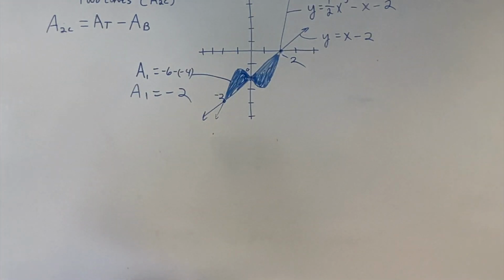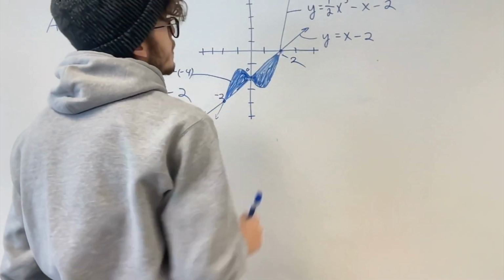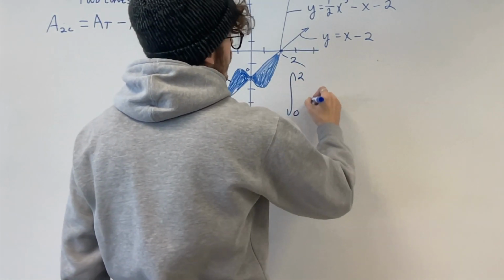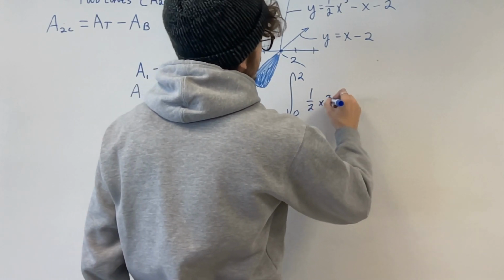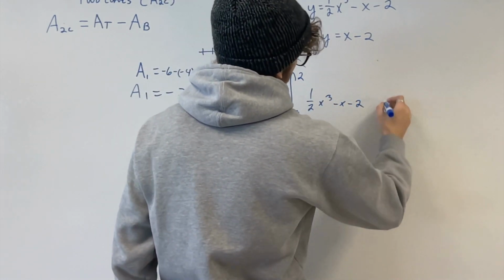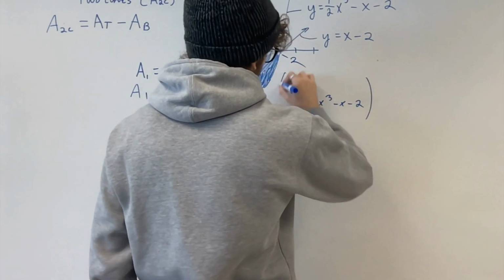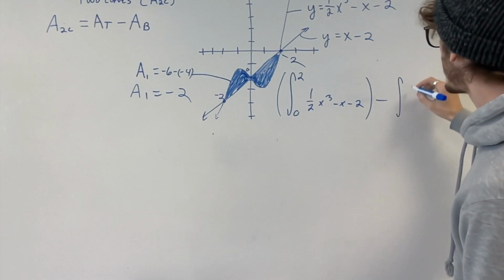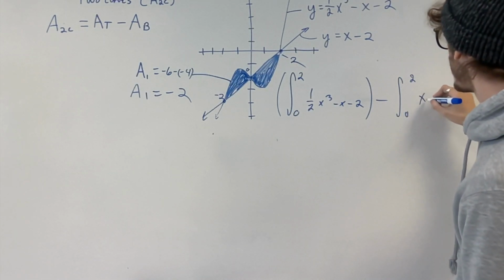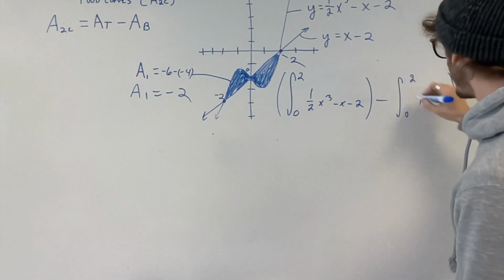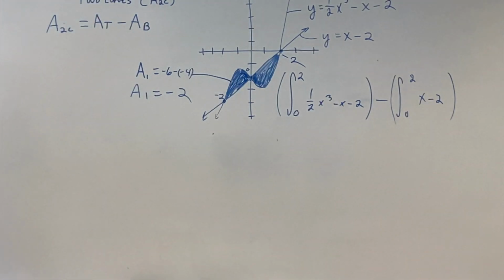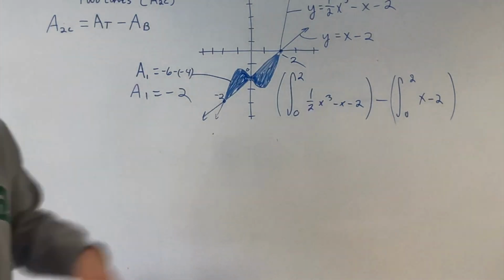Remember, it's area of the top minus area of the bottom. So our top function actually turns out to be the parabolic function this time. So we are going to evaluate this from 0 to 2, 1/2 x to the third minus x minus 2. And then we're going to take this integral and subtract the bottom integral, with integrand from 0 to 2 of x minus 2. So we're just finding the difference between the two areas, and that is expressed by the integral notation here.